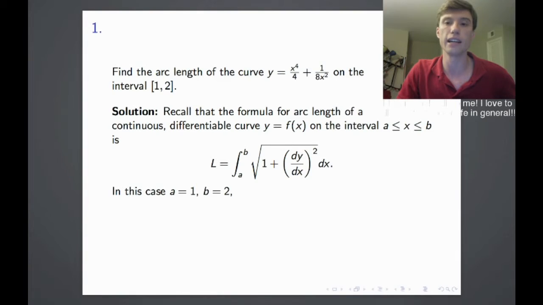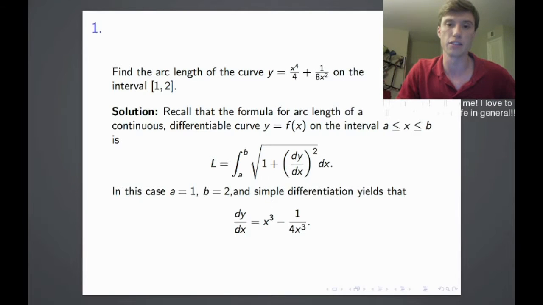In our case, a is equal to 1 and b is equal to 2, and a simple calculation shows that the derivative is equal to x cubed minus 1 over 4x cubed. Thus we have all the information we need to solve this integral. But there are still some algebraic difficulties to solve this integral. It's not an elementary integral in which we know the antiderivative.